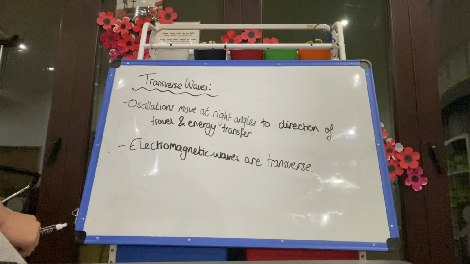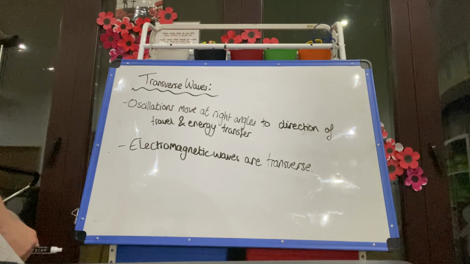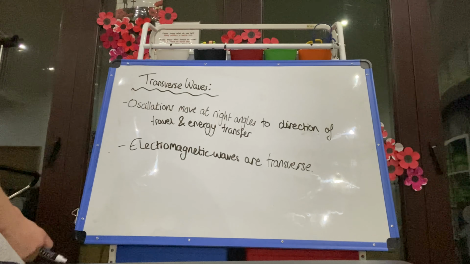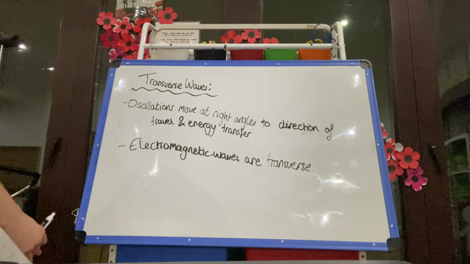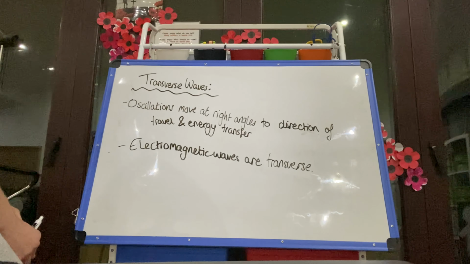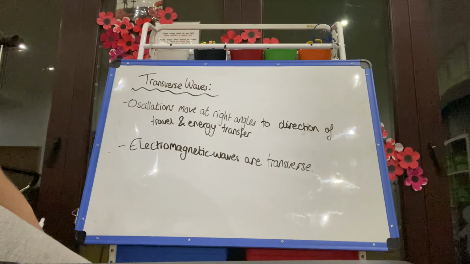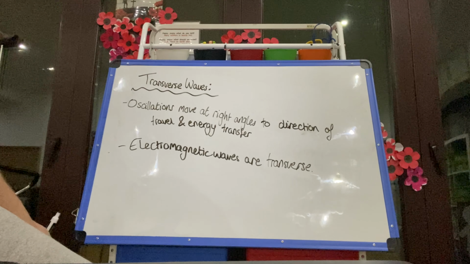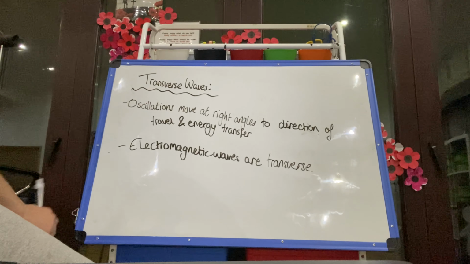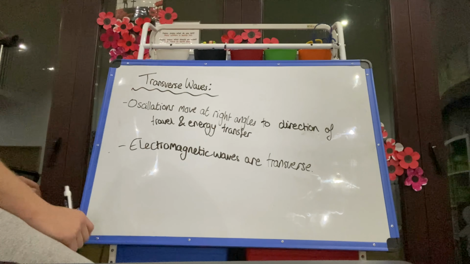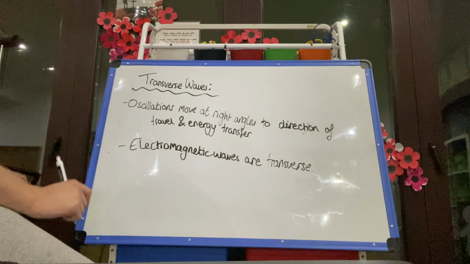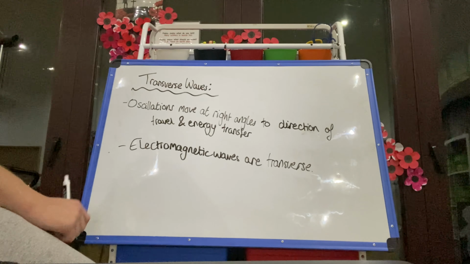So the second type of wave is transverse wave. Now, unlike longitudinal waves, where the oscillations move in the same direction, oscillations in fact move at right angles to the direction of travel and the energy transfer. And like we covered before, electromagnetic waves are in fact transverse also. And it's important to note that all electromagnetic waves travel at the same speed in a vacuum, such as space.